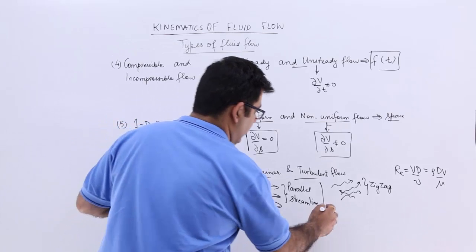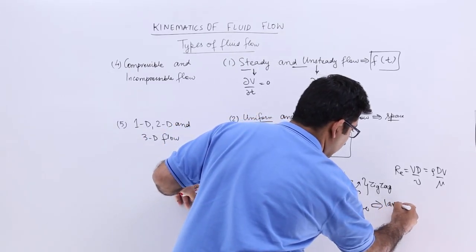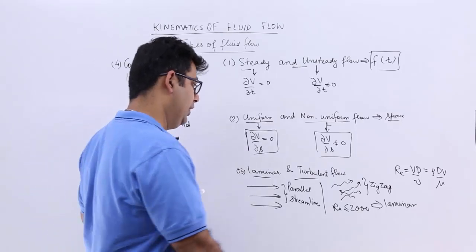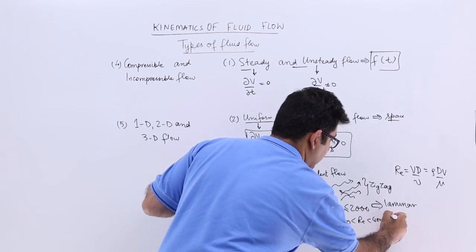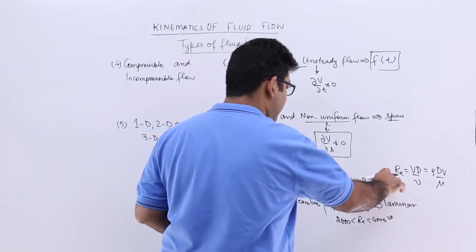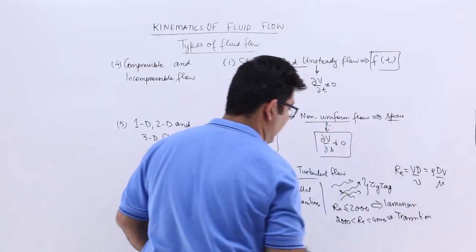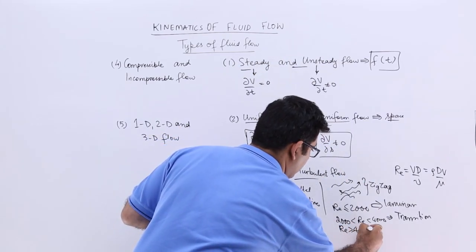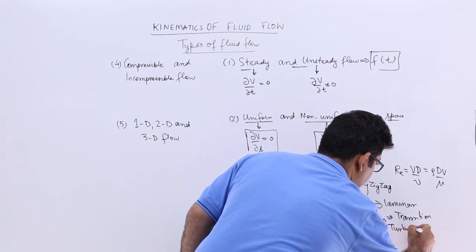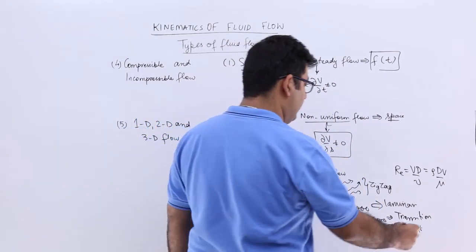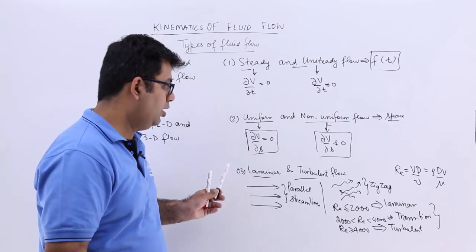Okay, so if your Reynolds number is less than or equal to 2000, then the flow is termed a laminar flow. If it is between 2000 and 4000, then the flow is called a transition flow, that is neither laminar nor turbulent. So this would be in transition. And if the Reynolds number becomes more than 4000, then the flow becomes entirely turbulent. So you need to remember these three values of the Reynolds number, which make your flow either laminar or turbulent.